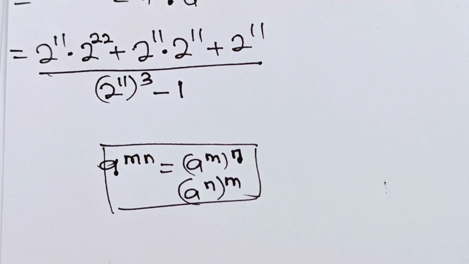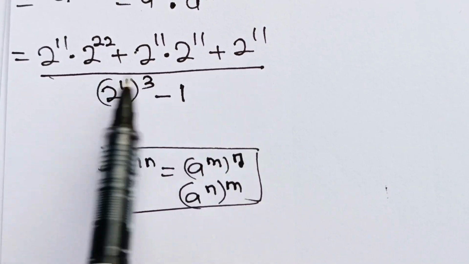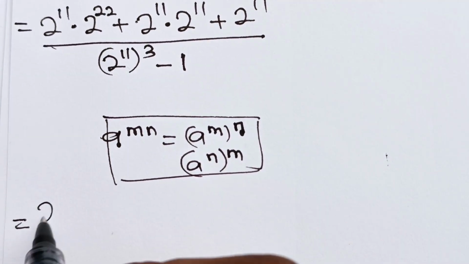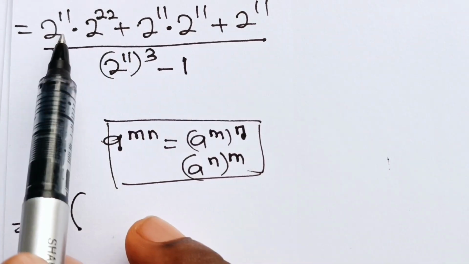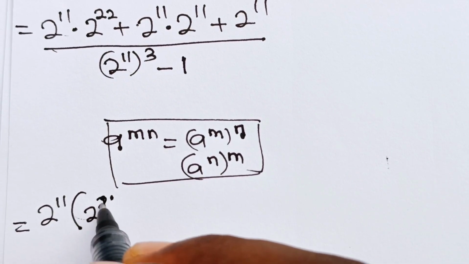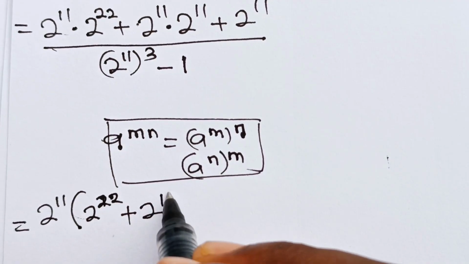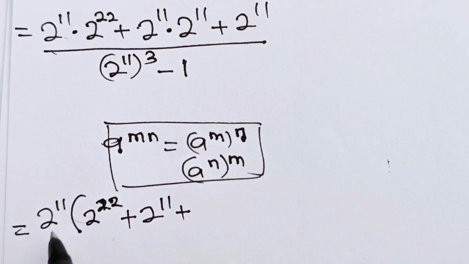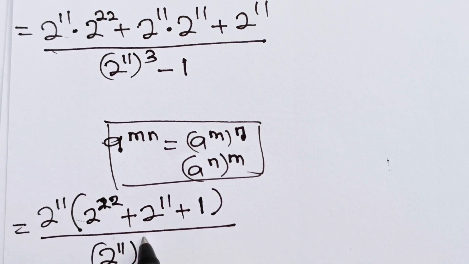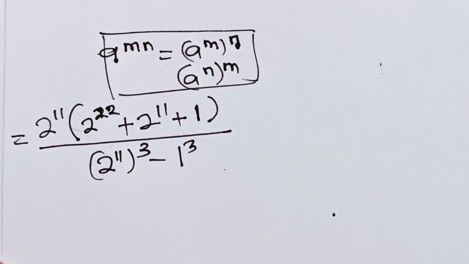Now let's continue. When you look at the numerator, notice that we can factorize 2 to the power of 11 out. So that is exactly what we will do. This is equal to 2 to the power of 11, we open our bracket. When this is divided by this, we have 2 to the power of 22 remaining, plus when this is divided by this, we have 2 to the power of 11 remaining, plus when this is divided by itself, we have 1, divided by 2 to the power of 11 raised to the power of 3 minus, that one is the same thing as 1 to the power of 3, right? Yes, you see why I had to add that 3.